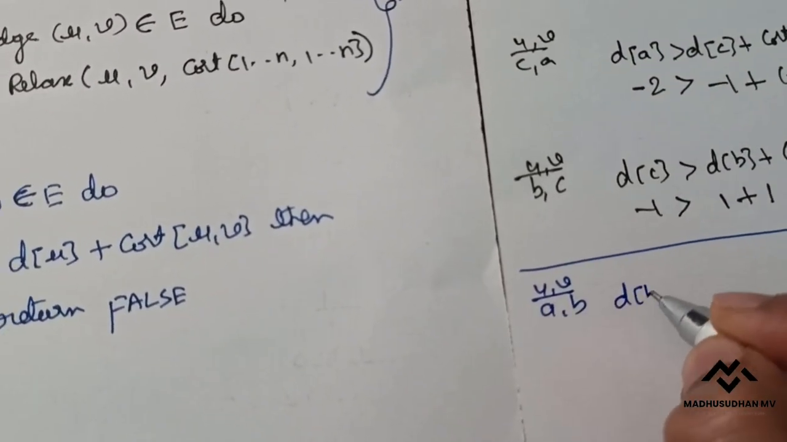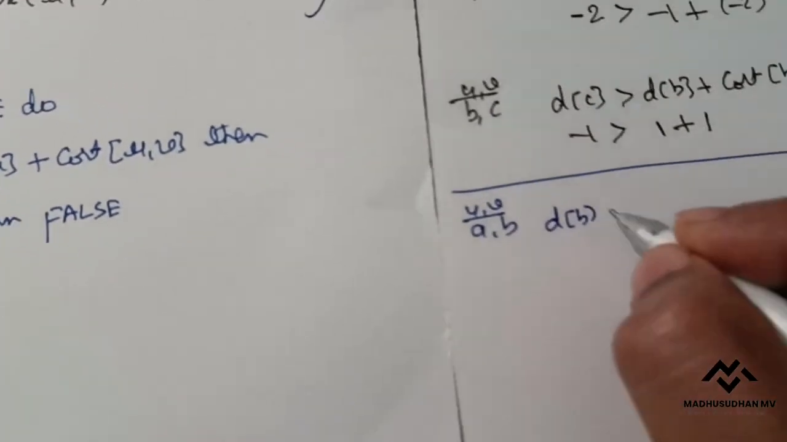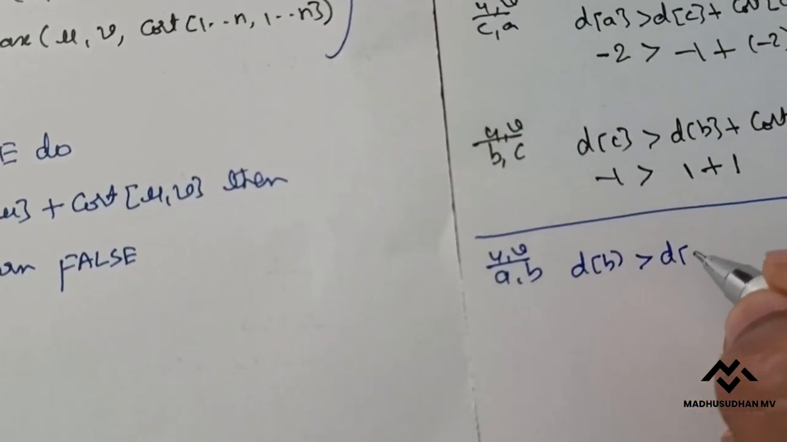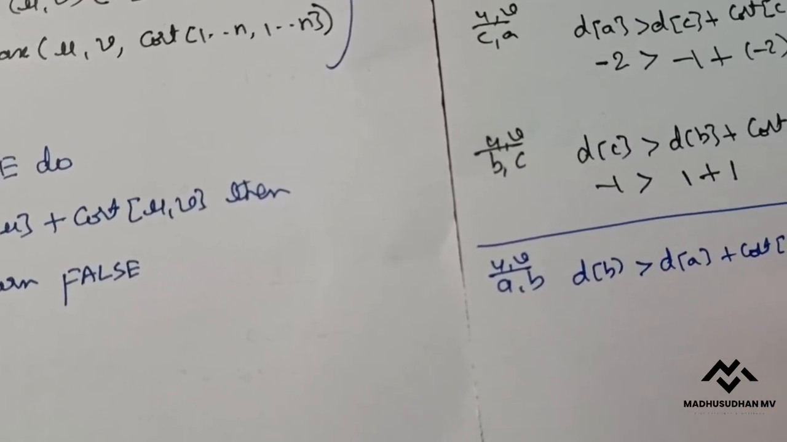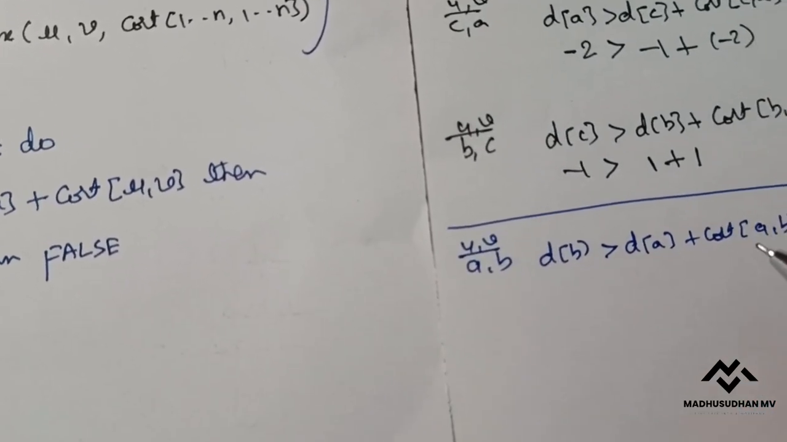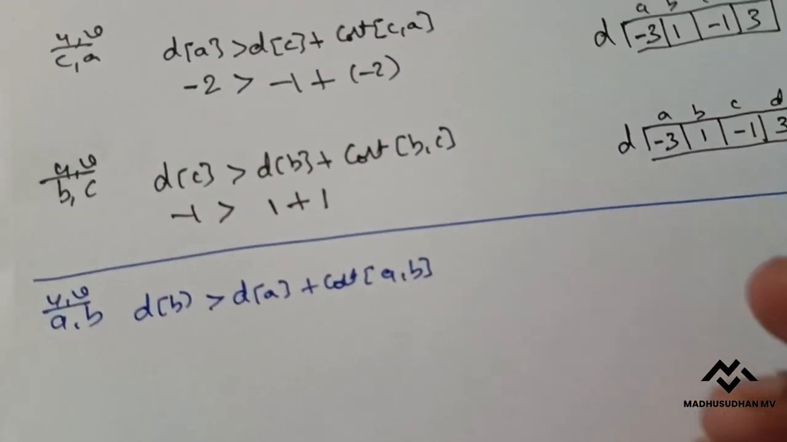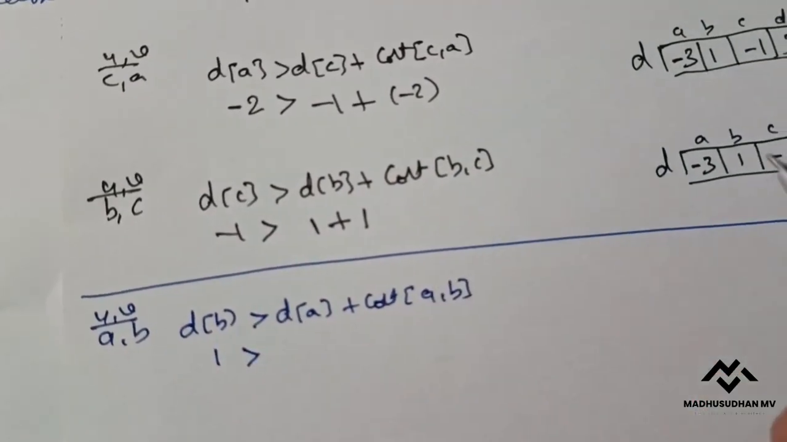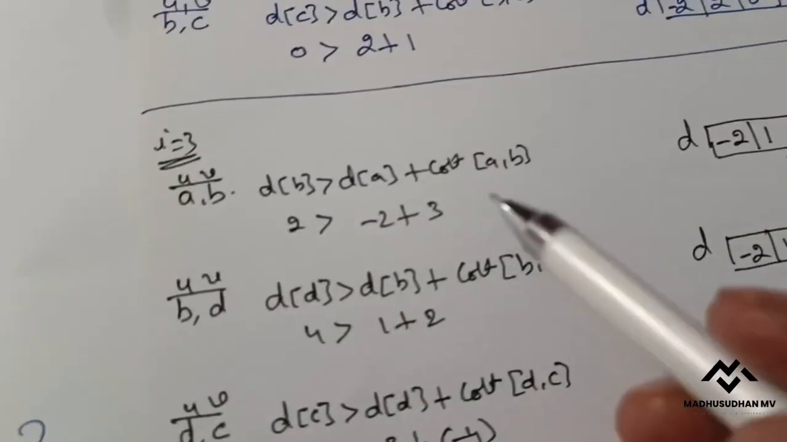So again, distance of B, that's what we are doing here. If distance of V, same thing: distance of V greater than distance of U plus cost of U comma V. So that is distance of B, what finally? Distance of B is 1, greater than distance of A, which is minus 3, plus cost of A to B.